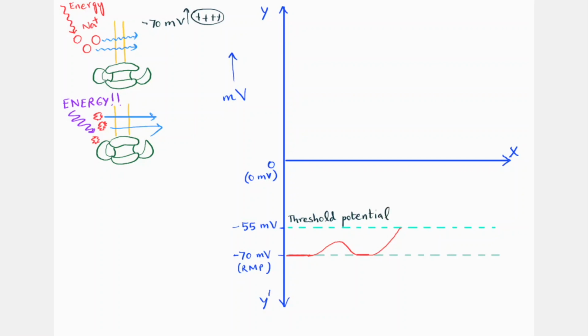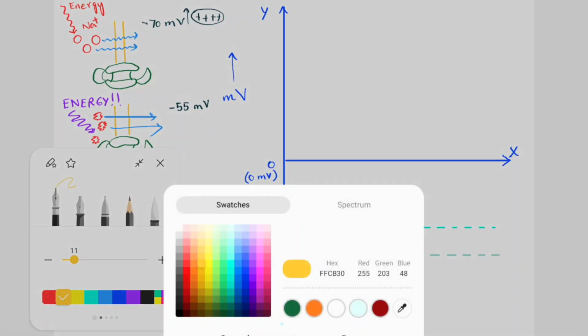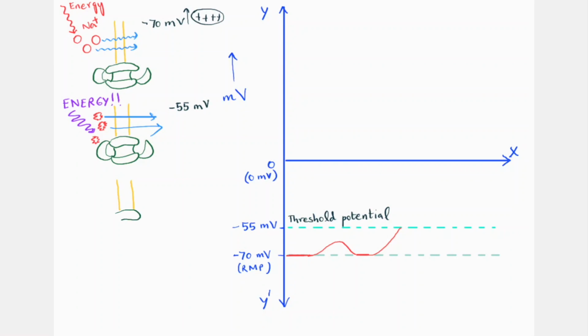Once it hits that minus 55, once the inside of the cell gets to minus 55 millivolt, now that's where the fun begins, right? I'll draw another one of those right here. And this is the sodium channel. My drawing's progressively deteriorating, but I think you can get the picture. This is the sodium channel, okay? And now this has gotten to minus 55, and the sodium ions are all nicely lodged inside, right?